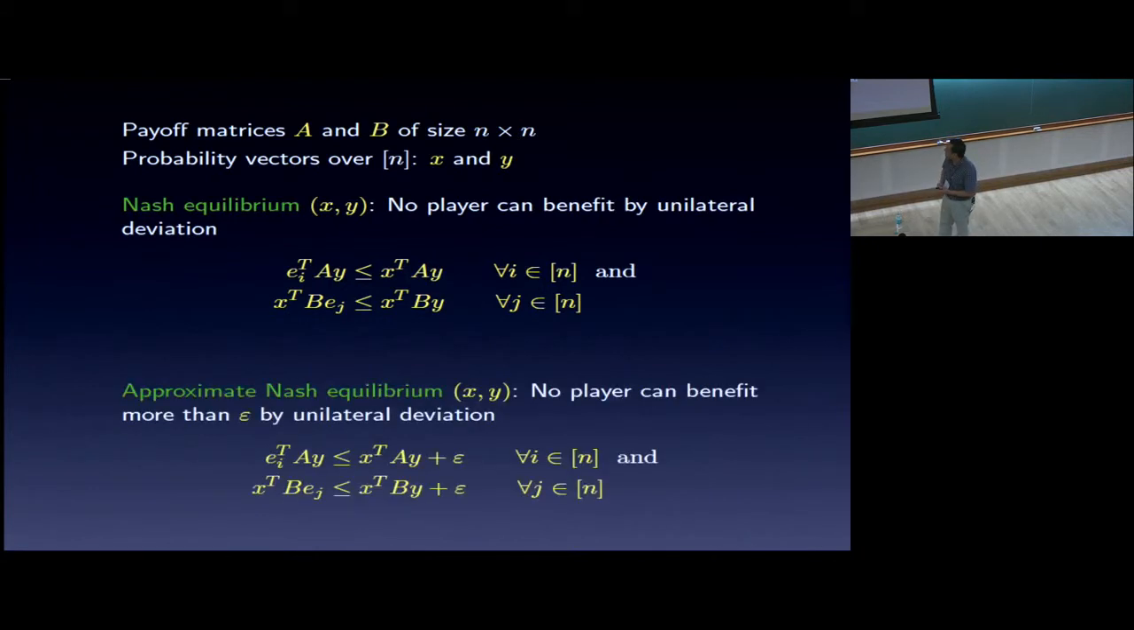And so along these lines, the definition of an approximate Nash is that neither of the two players can benefit by more than epsilon by unilateral deviation. So if the first player deviates unilaterally, and the second player continues to play according to distribution Y, then the payoff of the first player cannot go up by more than epsilon. So epsilon is an additive guarantee. It's an additive requirement. And any distributions X and Y that satisfy these 2n inequalities are said to be an approximate Nash.